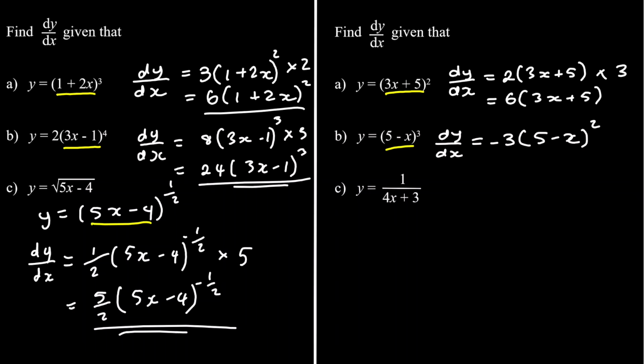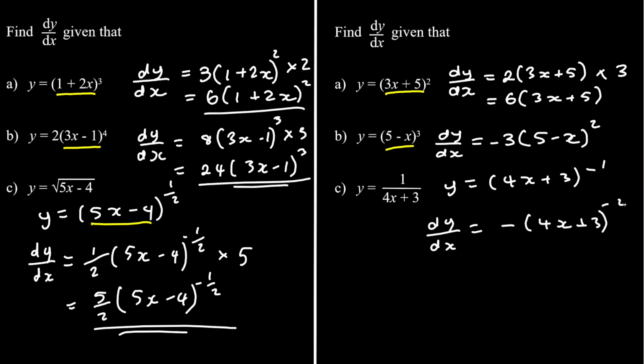And the last one, let's rewrite it as (4x plus 3) to the power of negative 1. And then times by the power. Take 1 off the power. And times by the bracket differentiated, which is 4. So it's negative 4 times (4x plus 3) to the power of negative 2.